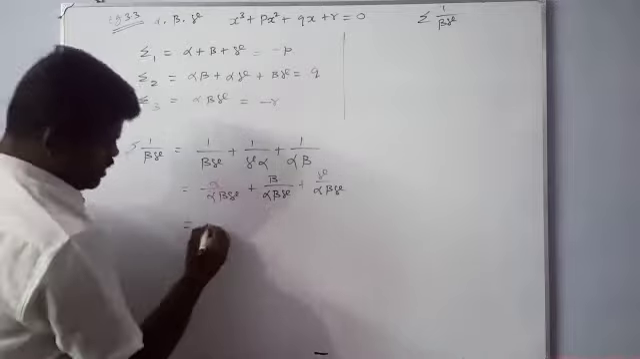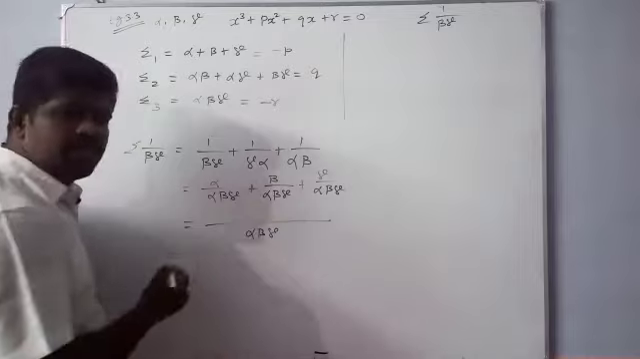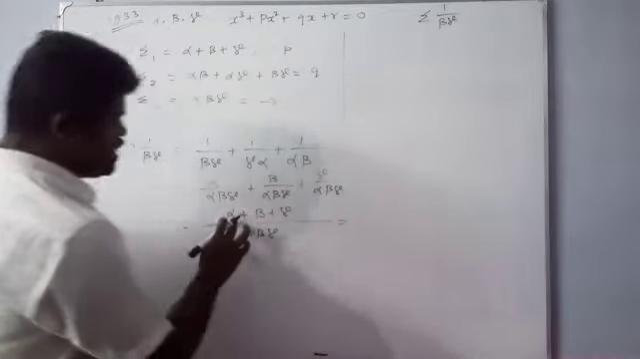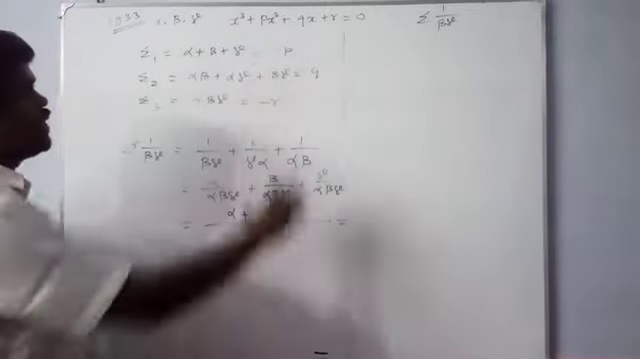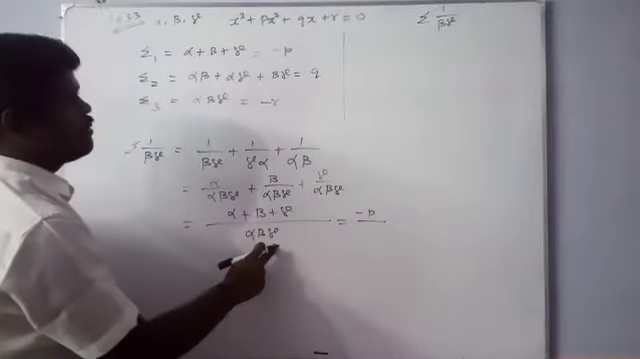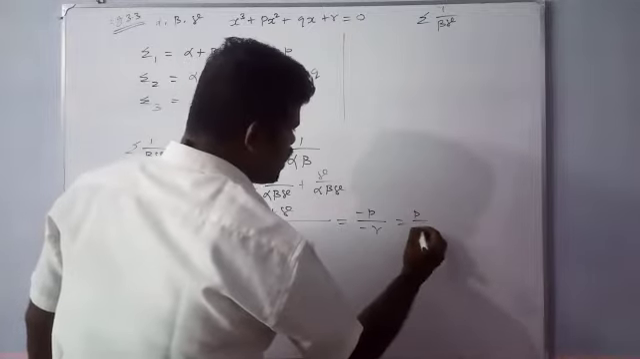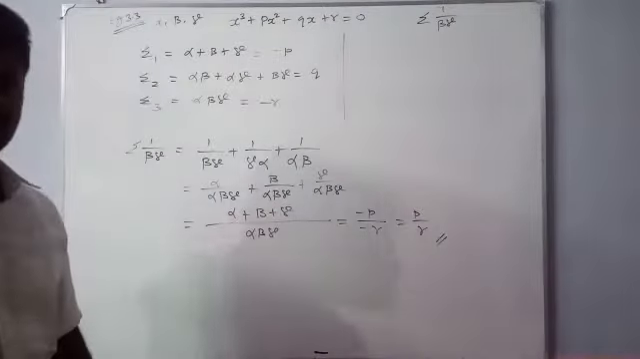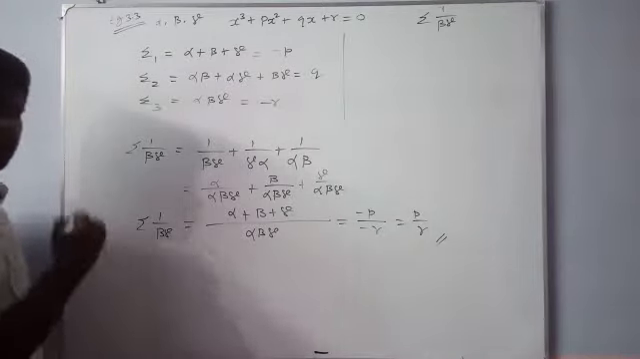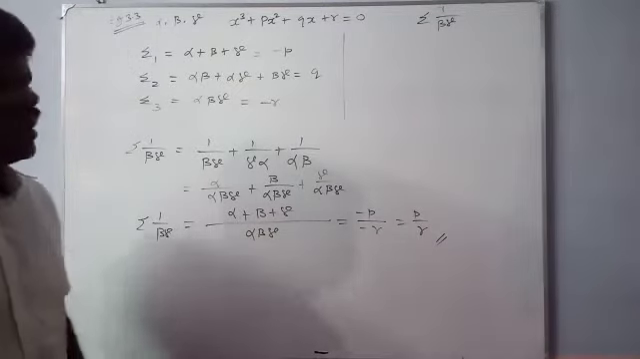Now the denominators are the same, so alpha beta gamma, add these three terms in the numerator: alpha plus beta plus gamma. What is the value of alpha plus beta plus gamma? Minus p, divided by alpha beta gamma, whose value is minus r. So the value is p by r. So this is the required solution: summation of 1 by beta gamma is p by r. Okay. Refer the sum.